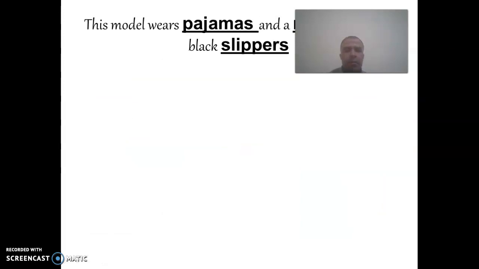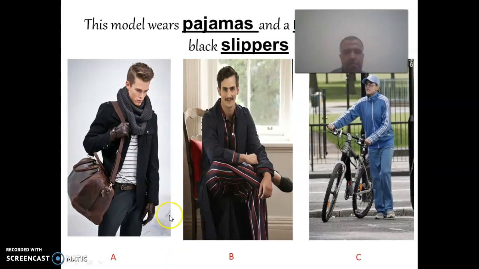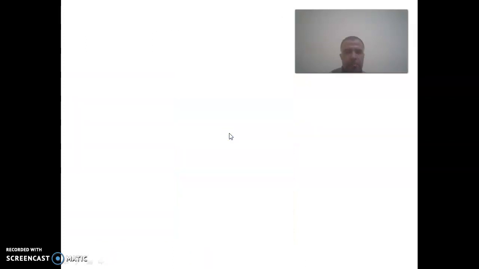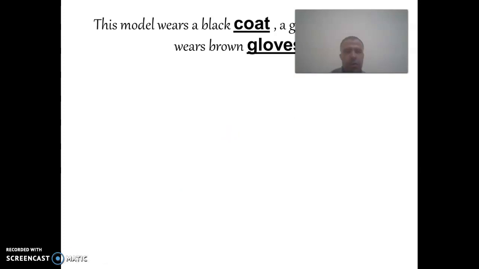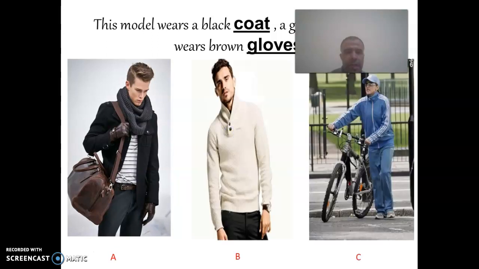This model wears pajamas and a robe. He wears black slippers. A, B, C. And here we have, is this pajama? No, this is not pajamas. It's obviously B. This is a pajama. Yes. This model wears a black coat, a gray scarf. He wears brown gloves. A, B, C. Since we said brown gloves, then we should always think about the handwear that people wear sometimes when it's very cold. That's why we have the option A. I hope you liked the video. Thank you very much.